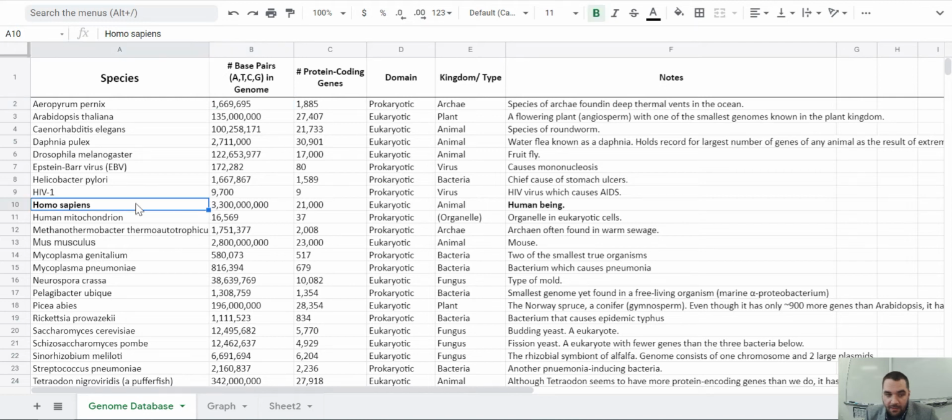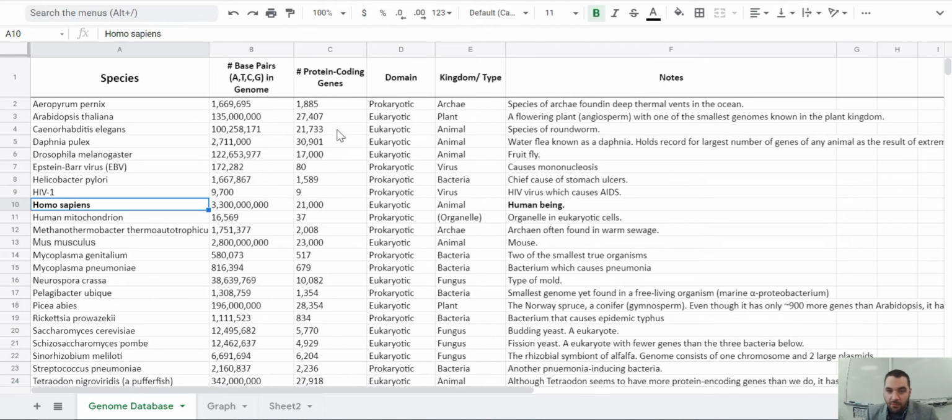Humans, I highlighted here so you can see it a little easier, have 3.3 billion ATC base pairs in their DNA. That makes a total of 21,000 genes. But again, is there a relationship? If you get more DNA, does that necessarily mean you're going to have more genes? So that's what we're going to try to find out from this.